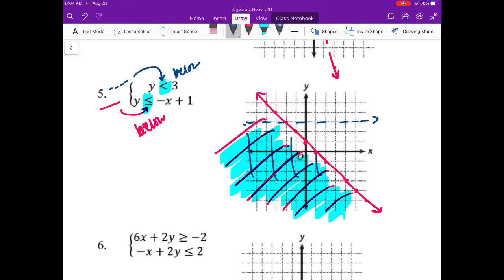Again, if you can't erase it because you're using a highlighter, you can go ahead and point to the overlap and write solution set. So for these kind of problems, you guys aren't giving me a point for your answer. Your picture is your answer. So just make sure you're double checking your shading.